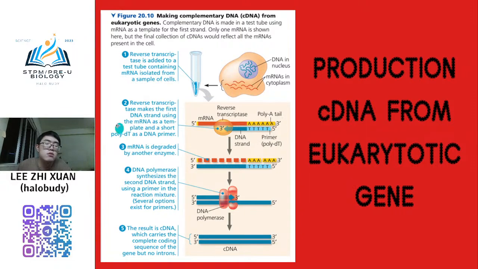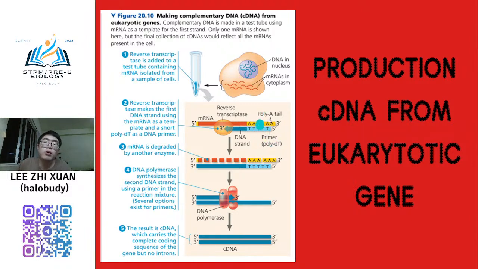And the enzyme is also totally different. The enzyme used is reverse transcriptase. This reverse transcriptase will synthesize the first DNA strand using mRNA as the template, and also a short poly-dT as a DNA primer. As we know, DNA cannot be directly added, so normally you need a primer. You will create a primer, and this primer is also created by ourselves. The primer normally is poly-dT lah.